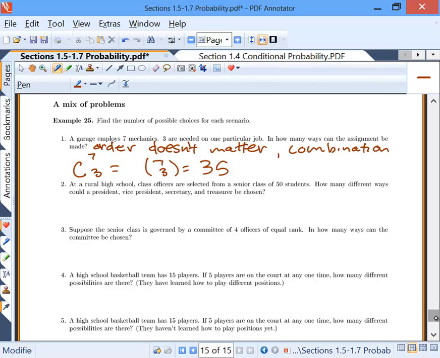Like the next example: at a rural high school, class officers are selected from a senior class of 50 students. How many different ways could a president, vice president, secretary, and treasurer be chosen? In this one, it should be obvious. Should it be ordered or not ordered? Order does matter. So do we want a permutation or combination? Permutation. We have 50 total students, and we need to choose 1, 2, 3, 4 of them. Order matters.